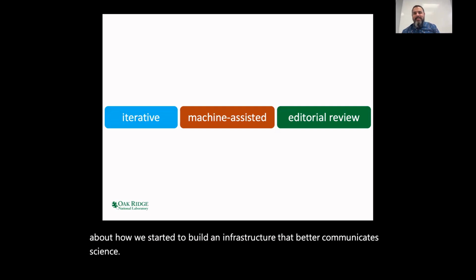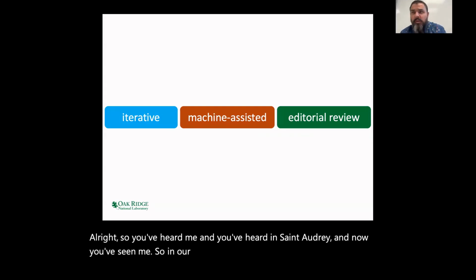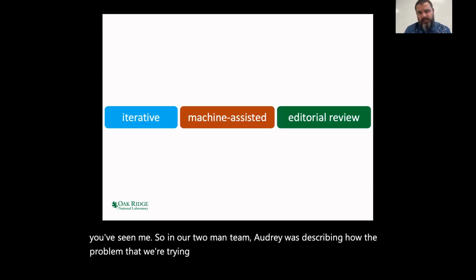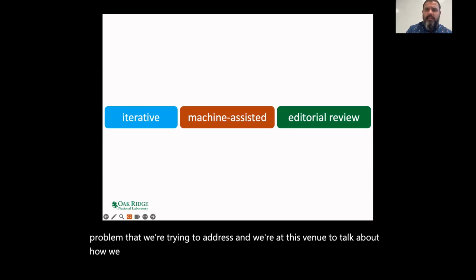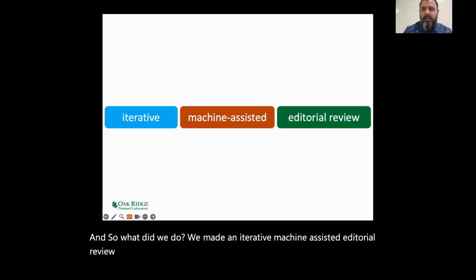All right, so you've heard me and you've heard and seen Audrey, and now you've seen me. In our two-man team, Audrey was describing the problem that we're trying to address, and we're at this venue to talk about how we used Rust, at least as part of the solution, for that problem. And so what did we do? We made an iterative machine-assisted editorial review process. And you can maybe guess by the color coding where Rust falls in.